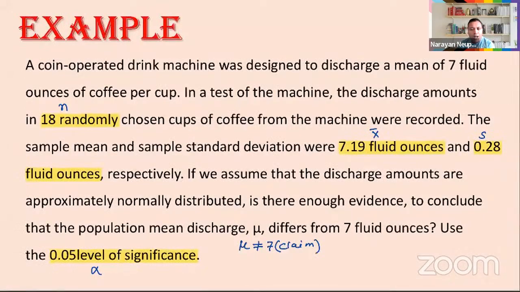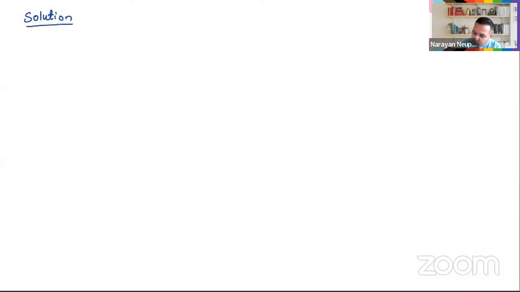You can see that in the problem, they don't ask us to use the confidence interval method, the critical value method, or the p-value method. So what I'm going to do is solve this using the p-value method. Okay, I'm solving this using the p-value method.